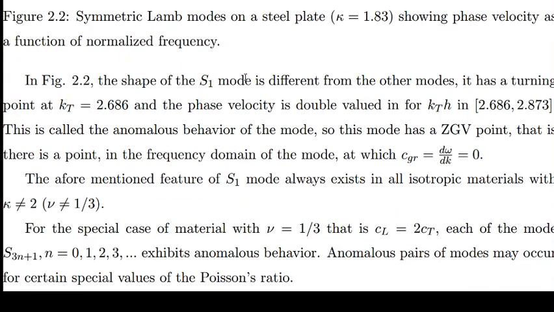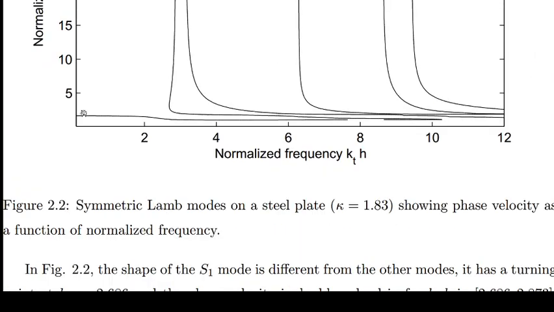Anomalous behavior. In the figure, I have also written something here. In figure 2.2, this is for anomalous behavior. In figure 2.2, the shape of the S1 mode is different from the other modes, as you can see in the figure. It has a turning point at this point, 2.686, somewhere here.